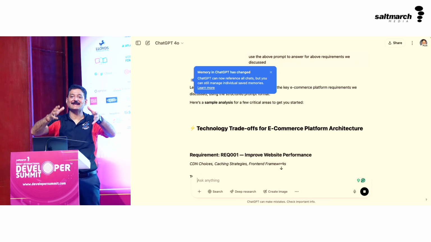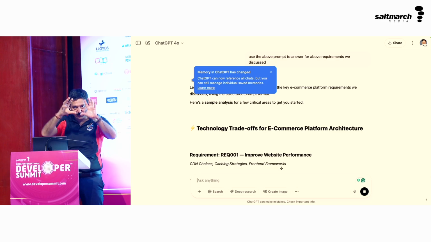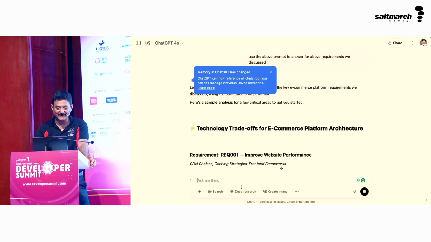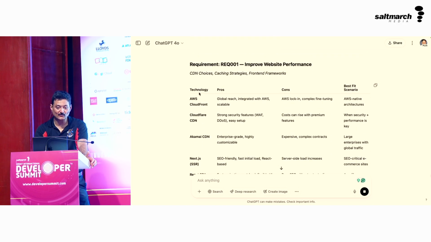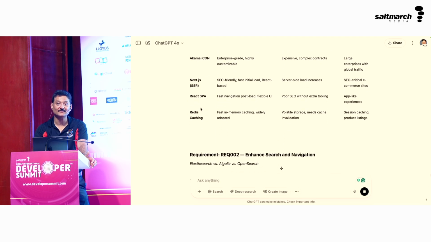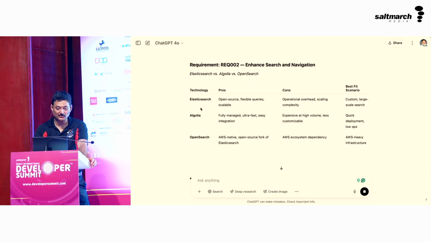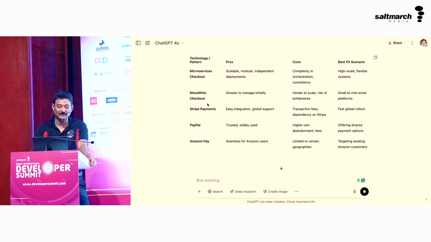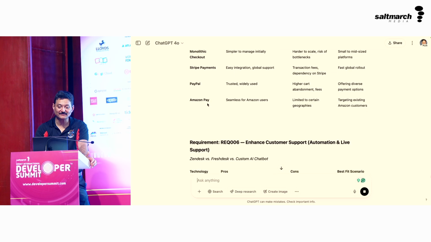That gives it k nearest neighbors. It tells it because you are working in e-commerce just like Amazon and other details, now you are able to get the requirement 1. See, requirement 1, use CloudFront distribution, or use Akamai, or use Node.js and other ones. See this? It's able to give requirement 2, Elasticsearch, requirement 3, microservices, monolithic checkout, Stripe payments, and other details.